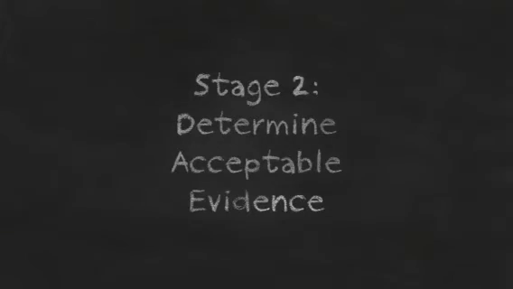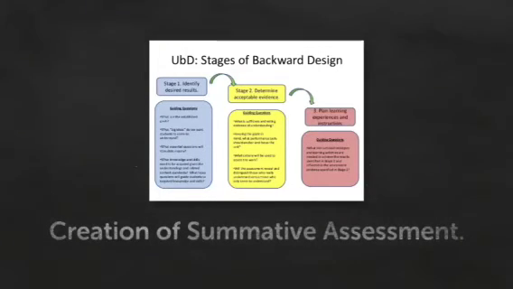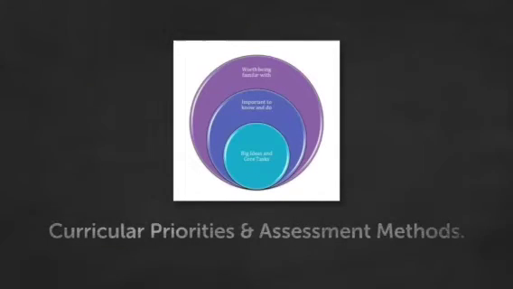Stage 2 is determining acceptable evidence to ensure that the desired results were met. The creation of a summative assessment occurs at this point, and it must be related directly to the objectives and offer meaningful and relevant opportunities for students to evidence the transfer of their understandings. Curricular priorities and assessment methods are considered during Stage 2 of the framework. Such assessment methods include traditional quizzes and tests and can scaffold to performance task designs and projects.